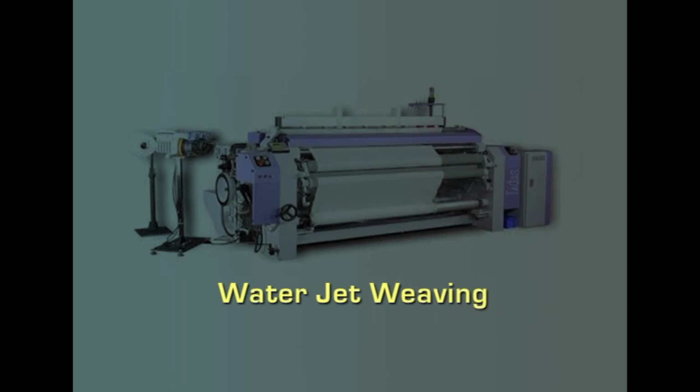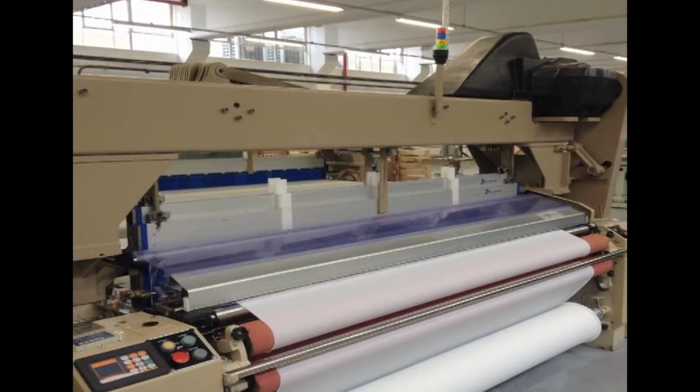Now, the next that we will learn about is water jet weaving. We can see that in water jet weaving, instead of a jet of air, a jet of water is used to pass the weft from one end of the fabric to the other end.